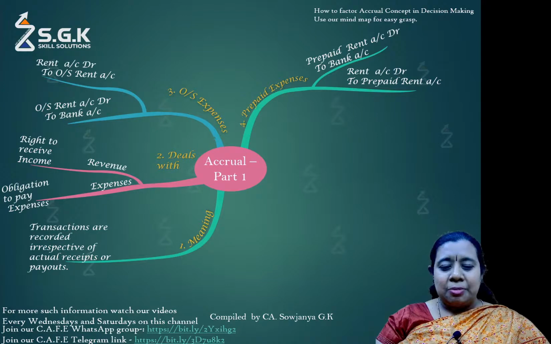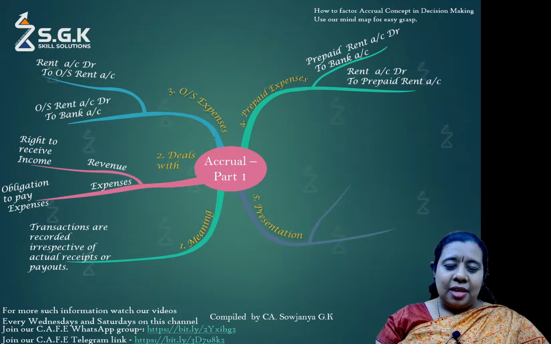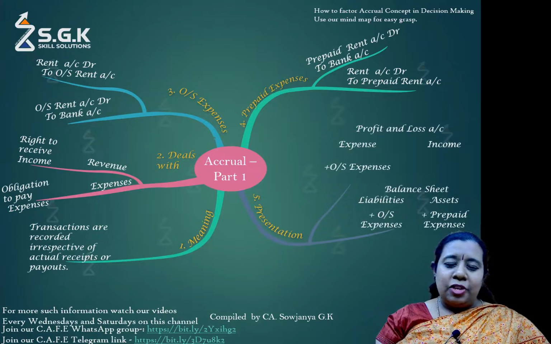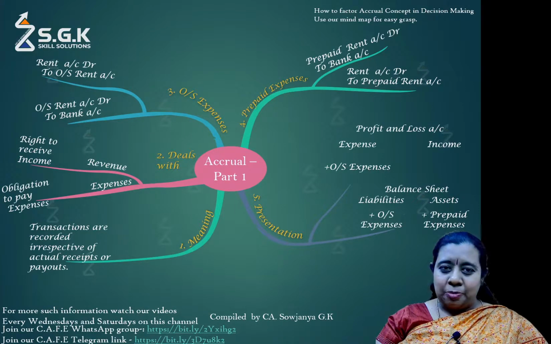Coming to the last aspect of our discussion, how is this presented? The presentation would be specifically shown as a part of the profit and loss account and balance sheet. In the profit and loss account, as we have understood, it is to be factored as an outstanding rent and added to the existing rent nomenclature or the chart of accounts as an addition. So the expenditure plus the outstanding expenditure goes as an impact in the income statement of the profit and loss account.